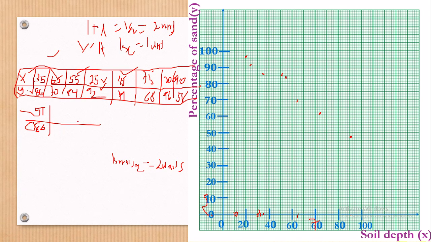Now lastly, let's have this. We have 60 and 77. Please, I'm taking the values which you had in the table originally. So 60 on x, 77 on y. It will be right there.